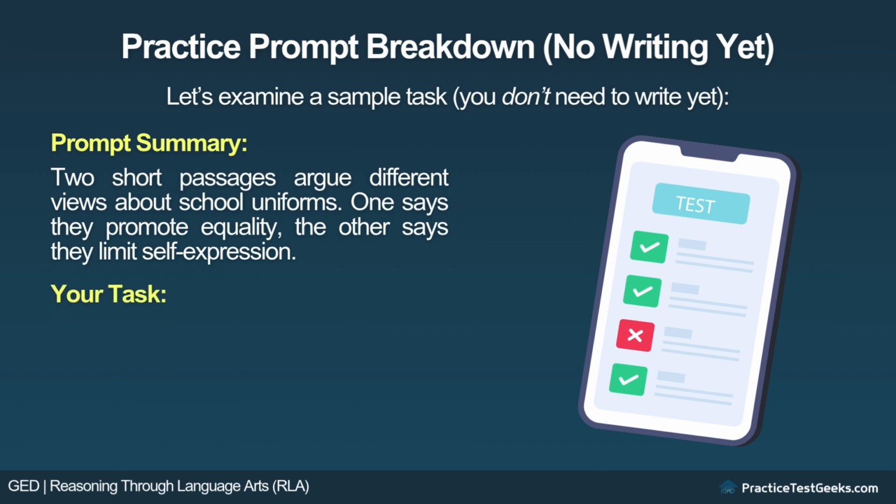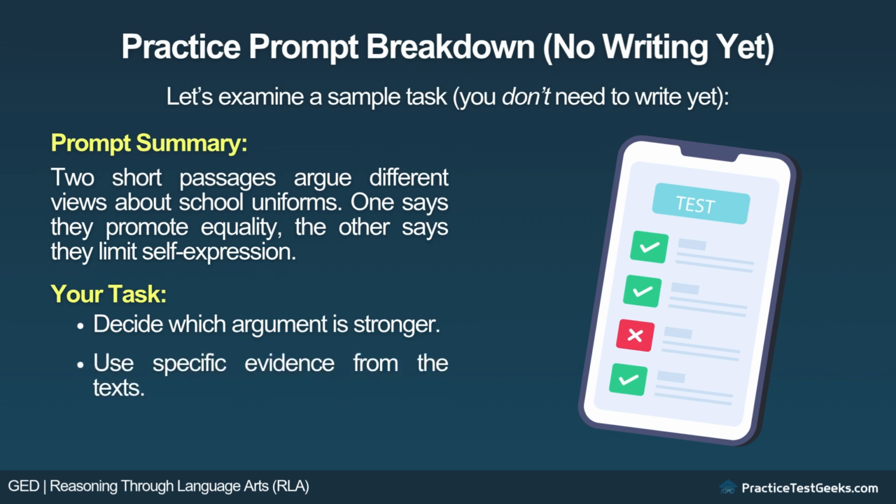Your task is to decide which argument is stronger. Next, use specific evidence from the text to support your choice. Finally, organize your writing clearly from introduction to conclusion. This is exactly what the GED will ask you to do. Pick a side and prove it using evidence and reasoning, not personal opinion.